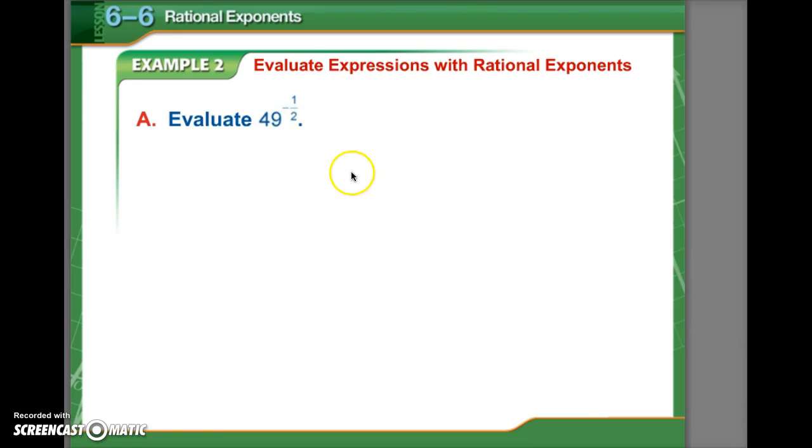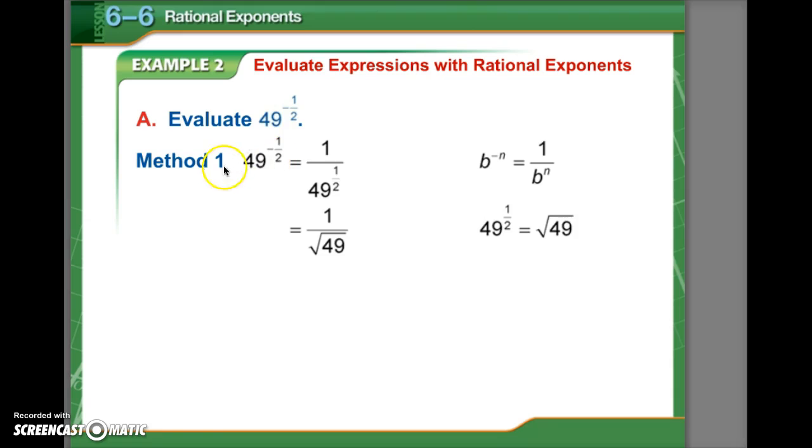Okay, for example 2, we're going to evaluate 49 to the negative 1/2 power. The first thing to think about is that whenever you have a negative exponent, you say 1 over that thing to the positive exponent. So 49 to the negative 1/2 will be 1 over 49 to the positive 1/2. It's based around this property over here. 49 to the half power is the square root of 49, which is just 7. So this would be 1 over 7. That's our final answer.